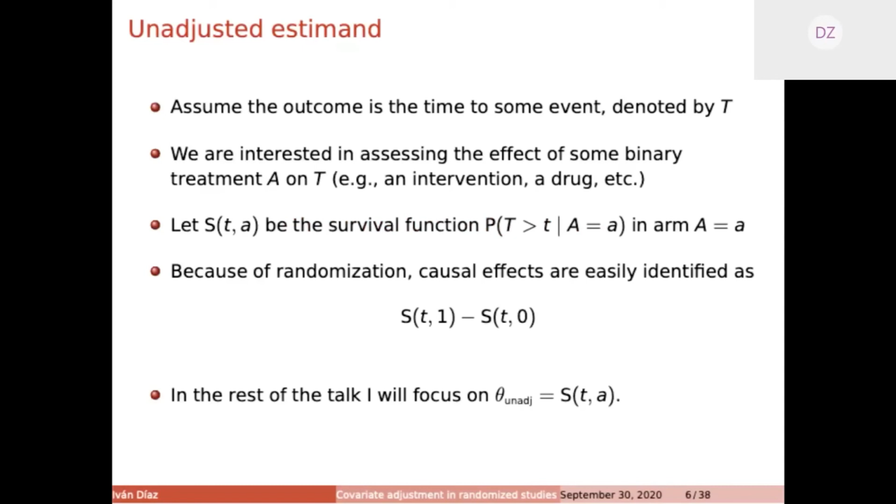We're going to say that we're interested in assessing the effect of a binary treatment, and that binary treatment is going to be denoted by A. It can be an intervention, a drug, any sort of therapeutic. And we're going to use the letter S to denote the survival function. So the survival function at time t within treatment arm lowercase a, right? That's the probability that a participant survives time lowercase t within treatment arm lowercase a.